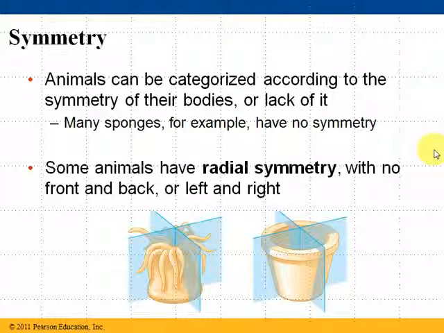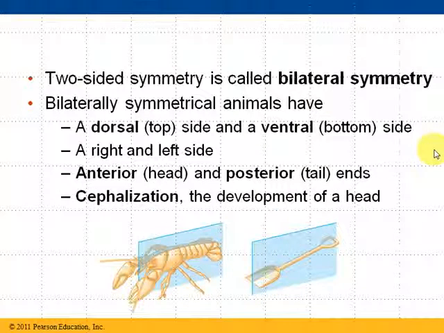Some of the simple creatures like a sea anemone have that, and then some of the most simple creatures like sponges have no symmetry at all. Two-sided symmetry is called bilateral symmetry, and this is what you generally see in some of the more complex creatures. Bilateral symmetry animals have a dorsal, which is the top side, and a ventral, which you could consider the stomach or bottom side, a right and a left side.